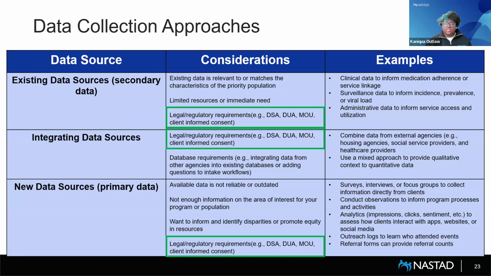When you're thinking about new data sources, you'll also want to consider how you're going to use that data to inform and identify certain disparities that may be observed during implementation, or if you want to ensure equity in disseminating resources. A scenario where you might consider primary data collection would be conducting surveys to learn how clients are using services, or what barriers exist to client service utilization.